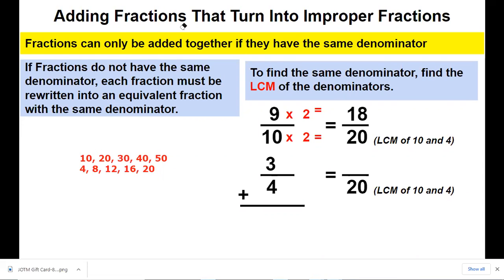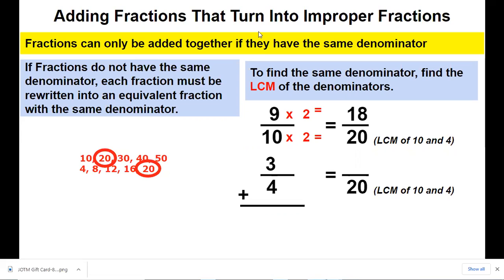So 20, let me see if I can circle that. 20 is the least common multiple. Okay, so that's where the 20 comes from. And then I say 10 times what gives me 20? Well, 2. So I multiply the top number. 9 times 2 equals 18.